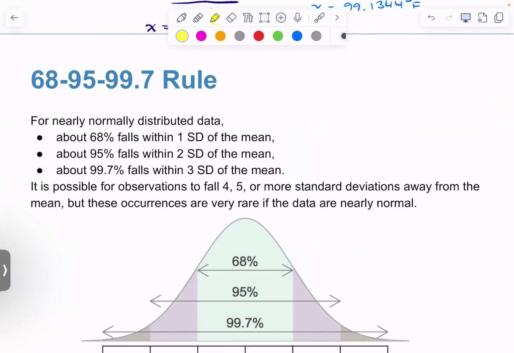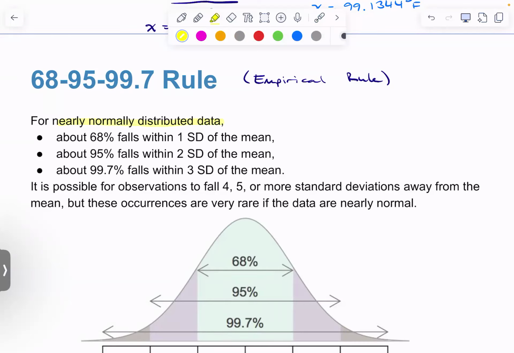The 68, 95, 99.7 rule just rolls off your tongue, right? It's also called the empirical rule, but I like to use the more descriptive name. So we call it the 68, 95, 99.7 rule, and you'll see why in just a moment. But if you're Googling things, it's also called the empirical rule. But most of the internet will call it the 68, 95, 99.7 rule, for nearly normally distributed data, so that's going to be an important aspect.